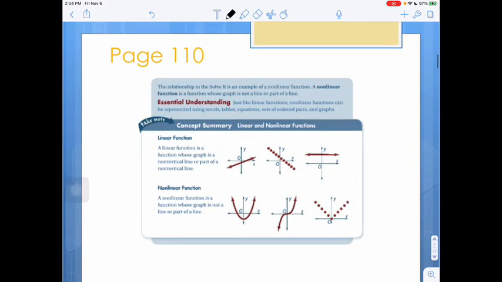On page 110, we have the relationship in the Solve It, which is an example of a nonlinear function. A nonlinear function is a function whose graph is not a line or part of a line. Just like linear functions, nonlinear functions can be represented using words, tables, equations, sets of ordered pairs, and graphs.